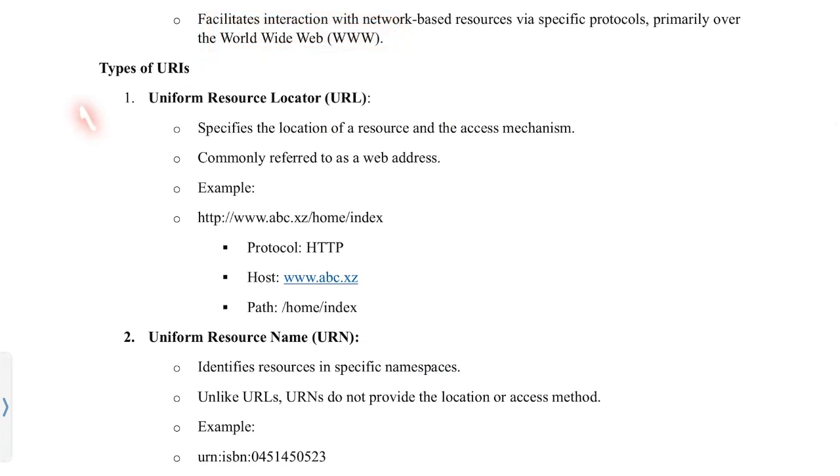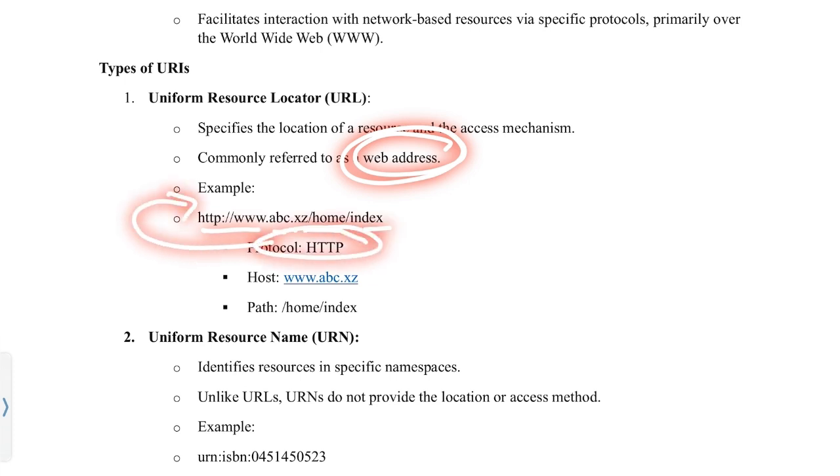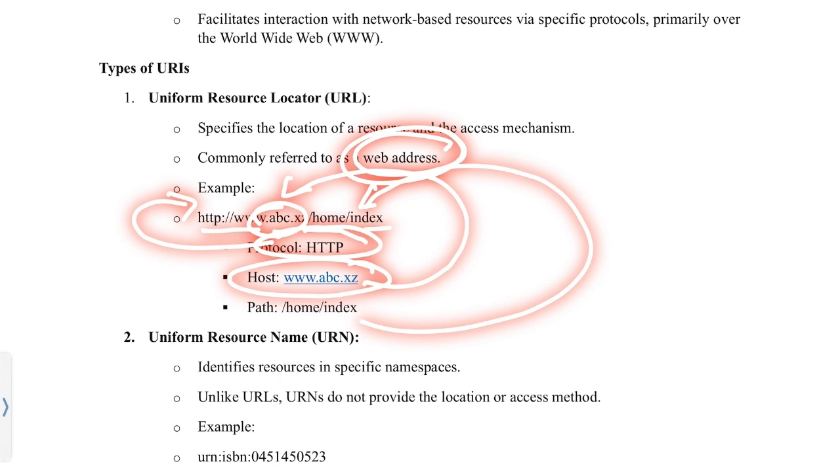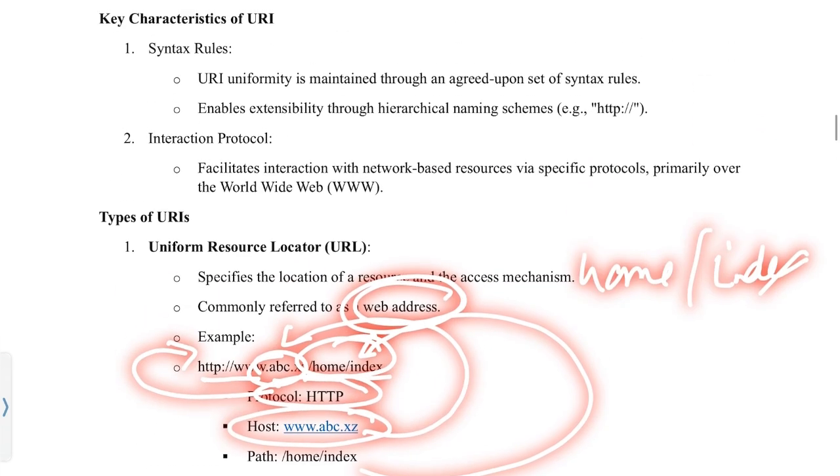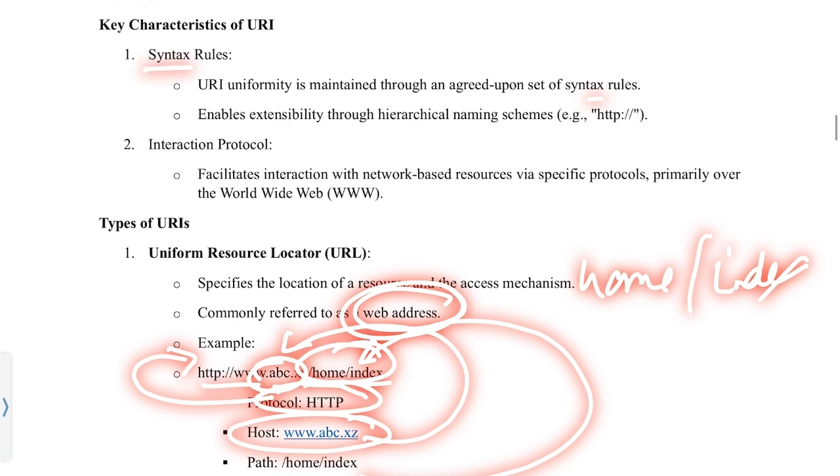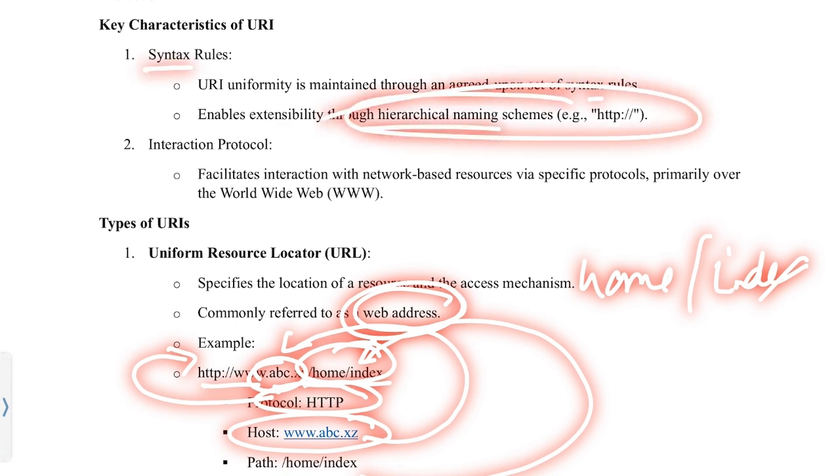Then the types of URIs. The first one is the uniform resource locator. It specifies the location of the resource and the access mechanism. So it can be referred to as a web address. For example, www.abc.xz/home/index. Here the protocol is www, then the host name is www.abc.xz, and the path or hierarchy is specified here. In home, further it is in index. So the syntax rules and hierarchical naming scheme are followed here.